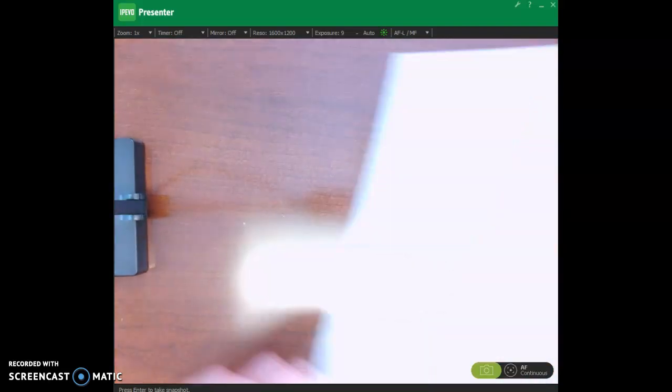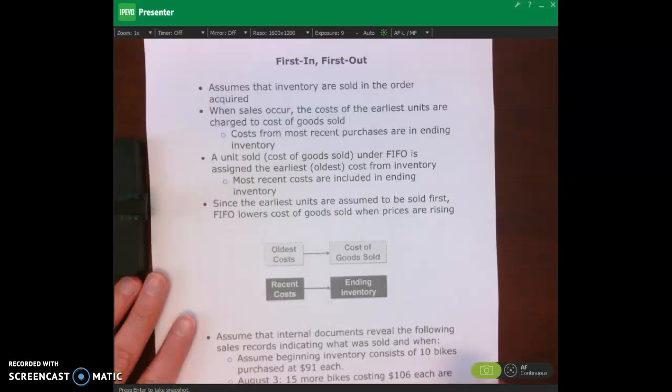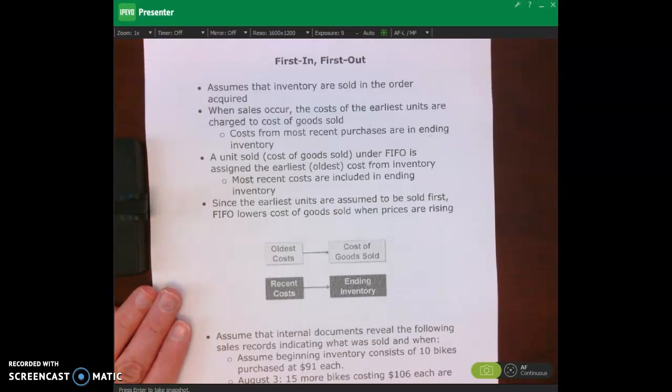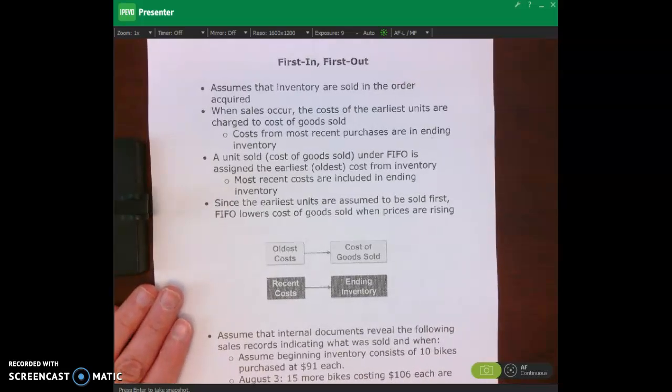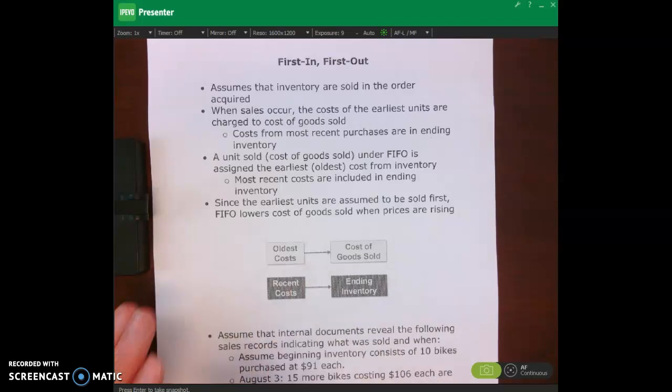Okay. Now what first in, first out says is that we assume that inventory is sold in the order that we buy them, or that we acquire them. So that means as the inventory comes in, we sell it. Now, if you think about the way a store probably works, the physical flow of inventory, that makes sense. That actually makes a lot of sense.